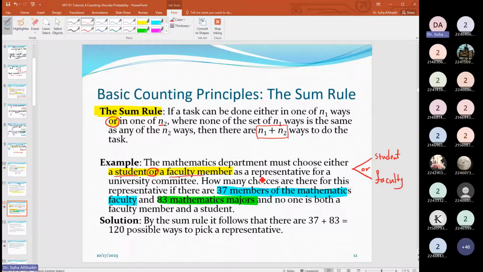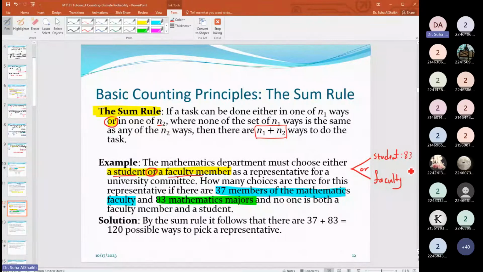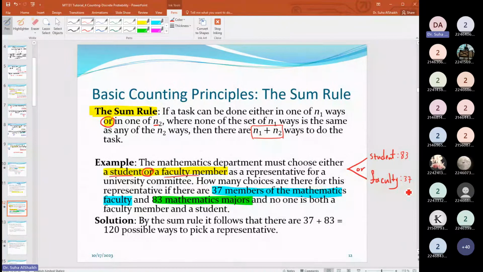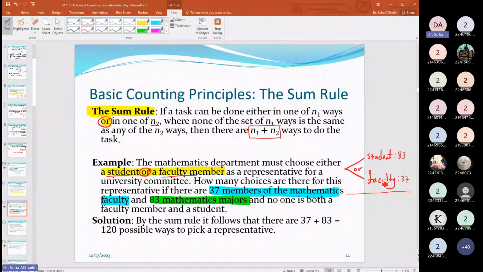So how many students do we have? We say we have 83. How many faculty members do we have? We have 37. So in how many ways can we choose a representative? If I have 83 students and 37 faculty members, we add in this case. This equals 83 plus 37, and this equals 120 ways we can do this.